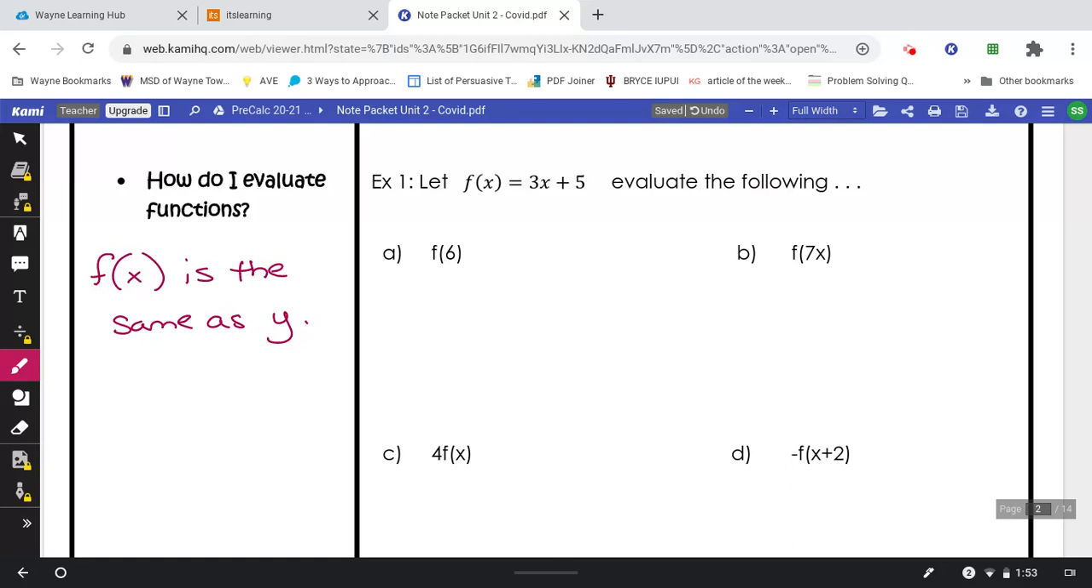So let f of x equal 3x plus 5. And they want us to evaluate the following. If they put a number on the inside of a parentheses, that's pretty much just telling us plug in 6 for the x. Notice it's a 6 right here. It used to be an x. So we're going to put a 6 right there where that x used to be. 3 times 6 plus the 5. 18 plus 5, 23.